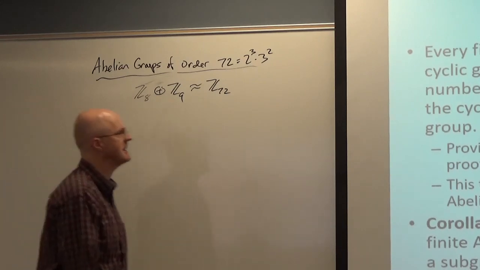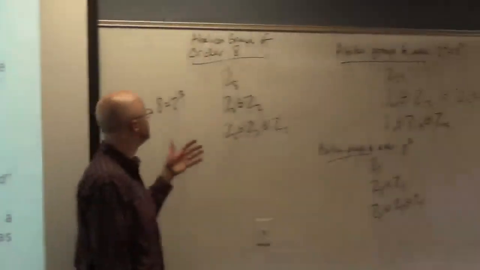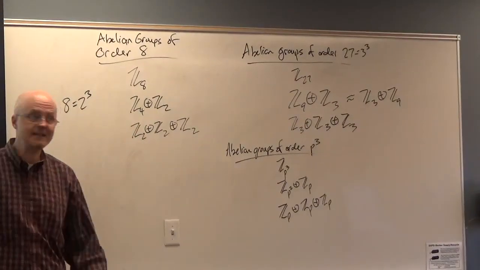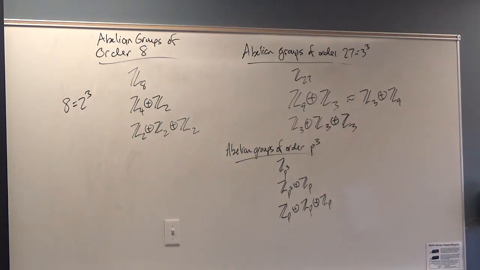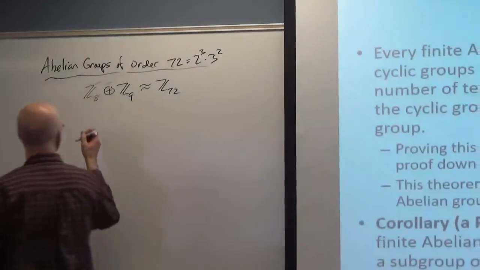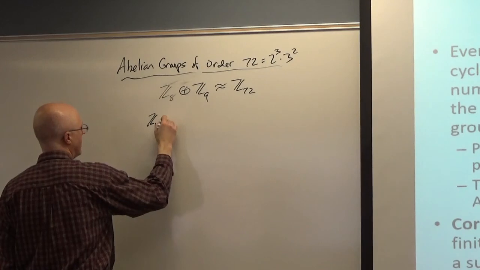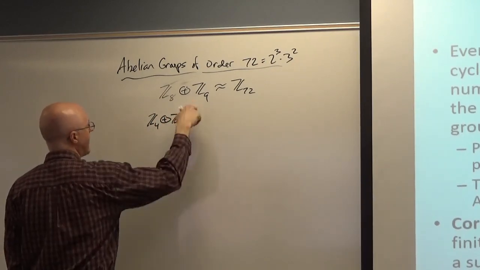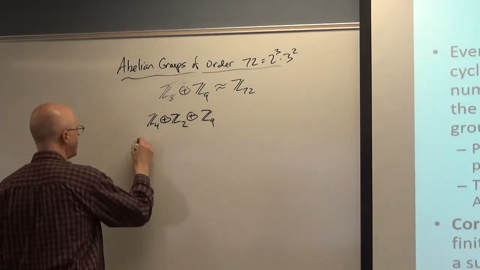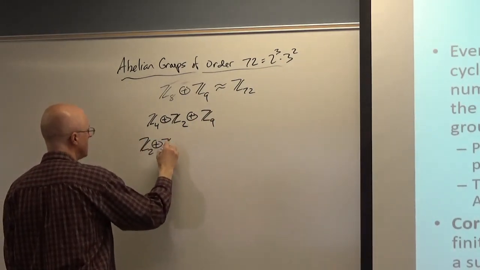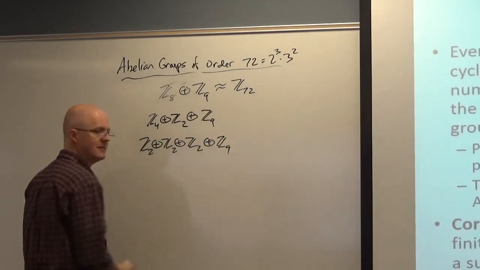And what you can do essentially is consider the factors Z8 and Z9 separately and break them down into possibilities like this and then combine them together. So what I mean there is I could take Z8 and make a non-isomorphic group of order 8, Z4 external direct product with Z2, and then combine it with Z9 as another possibility. Or I could have 3 copies of Z2, external direct product with Z9.